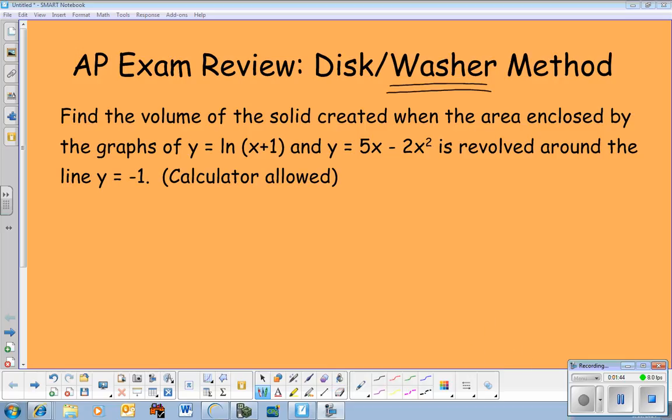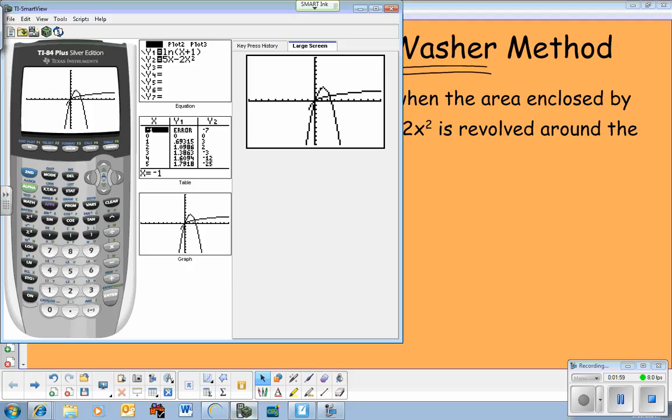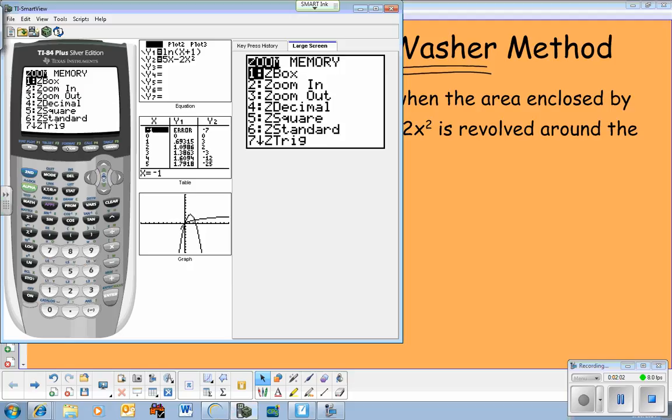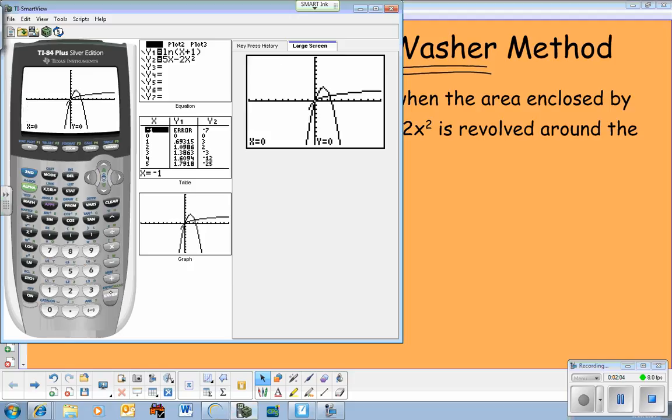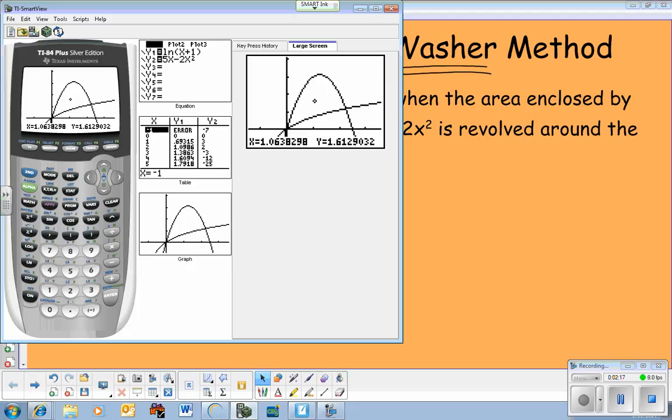Okay, so let's start this process. We've got a graph. This is going to be a calculator question. We've got a graph that's enclosed by natural log of x plus 1 and 5x minus 2x squared. So what you'll want to do probably is get a picture of that in your calculator. So here's a picture, and I'm going to zoom in so I can get a better idea of what's going on here. All right, so here's the natural log of x plus 1, and then next will be the quadratic function. So this is the area that I'm going to spin around.